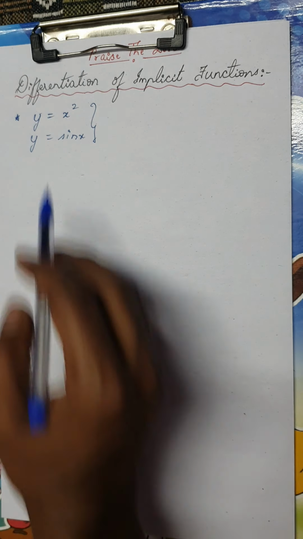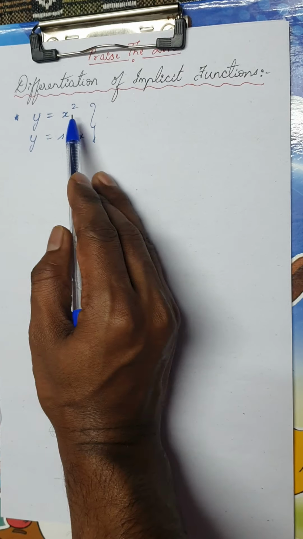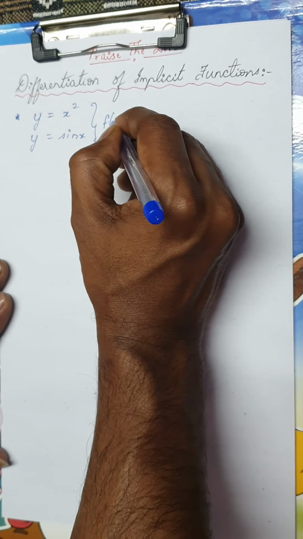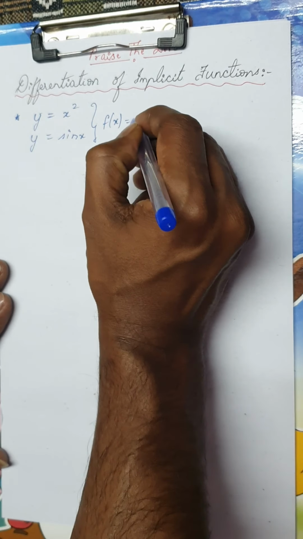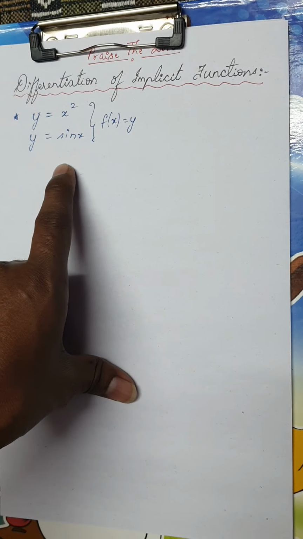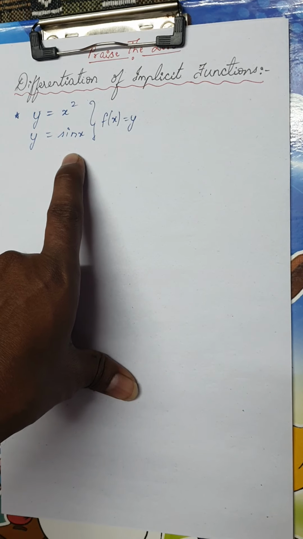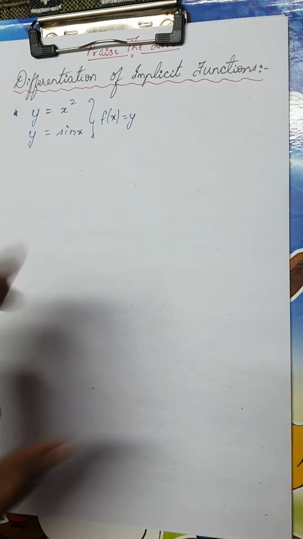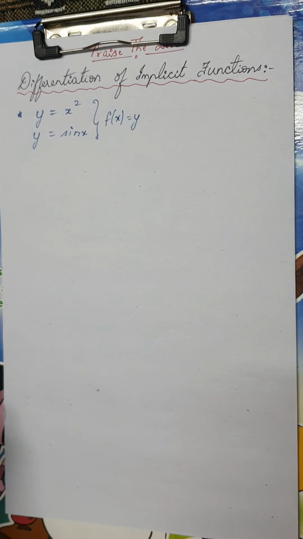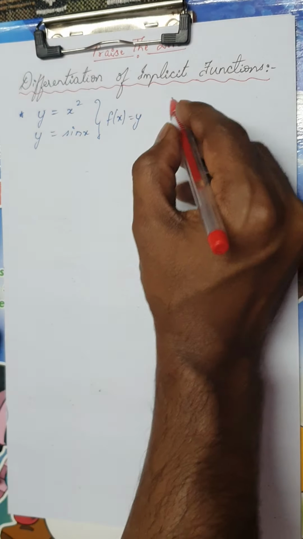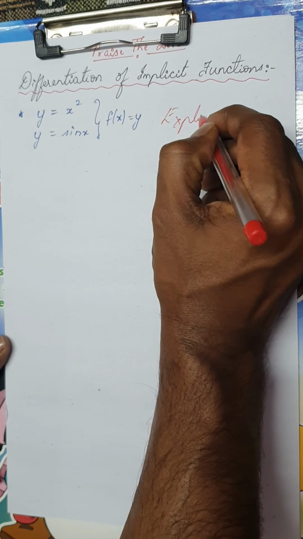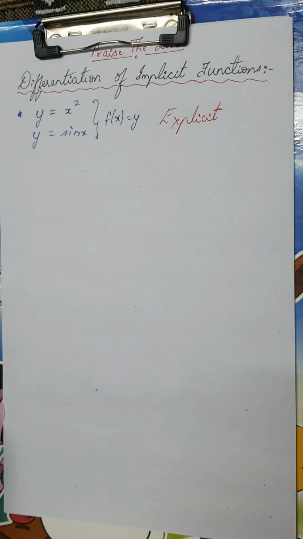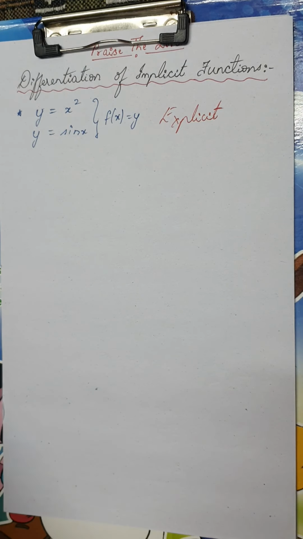Now, friends, consider this equation: y is equal to x square and y is equal to sin x. In both the cases, we can see here y is a function of x directly. We can easily represent y in terms of x. Those equations where you can easily represent y in terms of x are called explicit functions. But there are a lot of equations.